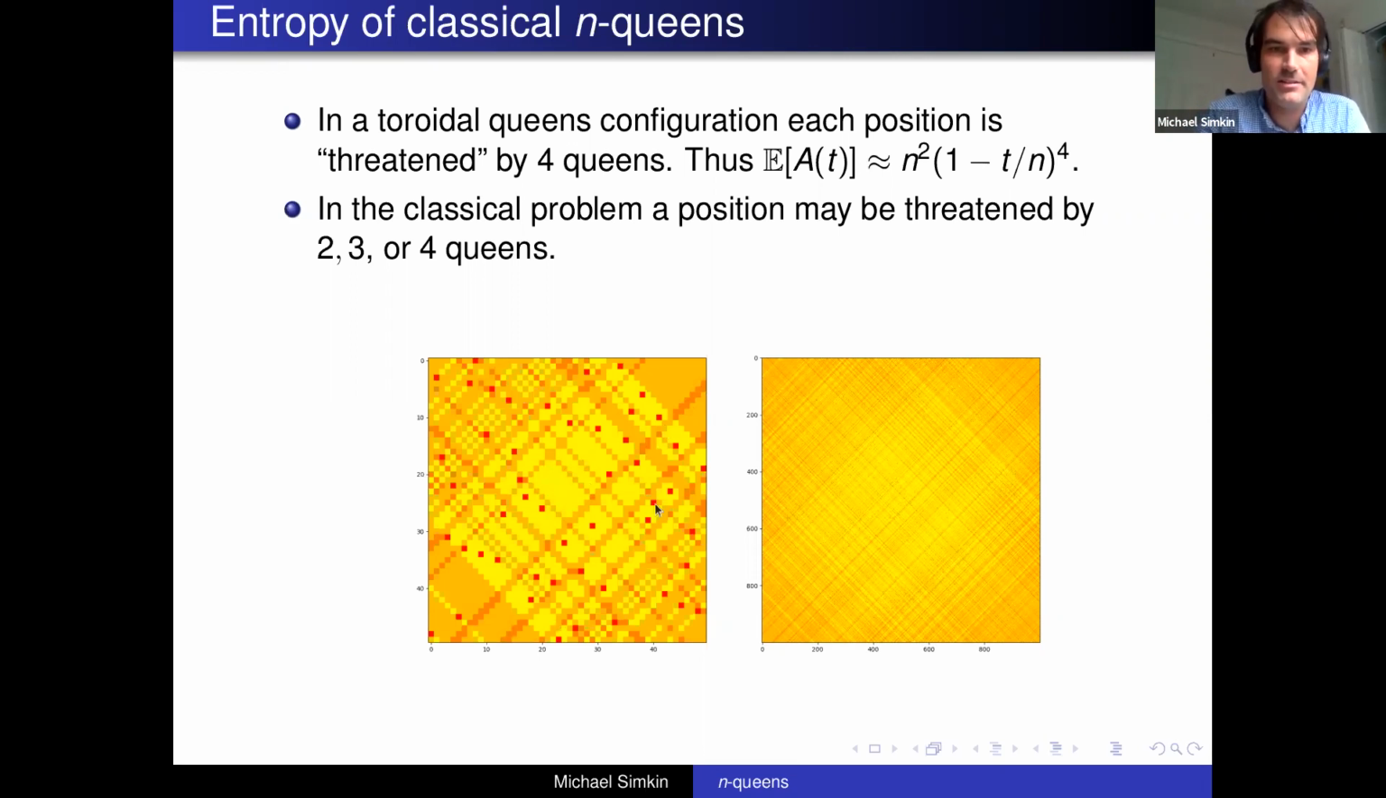This is a typical pattern for a 50 by 50 configuration. On the right, I've done the same thing for a 1000 by 1000 configuration. You can see that this still persists. You still have a lot of places that are threatened by 4 queens, but also a lot that are threatened by only 2 queens. And because of this, it's difficult without some additional idea to make this estimate of the expected number of available positions.